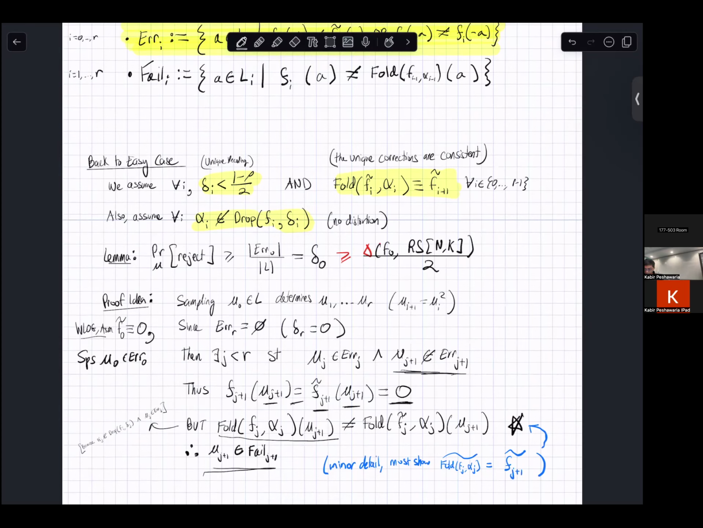The step with the star where the foldings are not equal, yeah, there's a proof behind that. Is this except with some probability like 1 over field size? Great question. So we've assumed a lot of convenient things. We've assumed that alpha is not in the drop set, which is basically the probability that you're referring to. We've also assumed that everything's within decoding radius, and we've also assumed that the corrections are consistent.